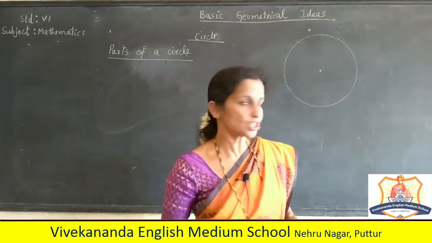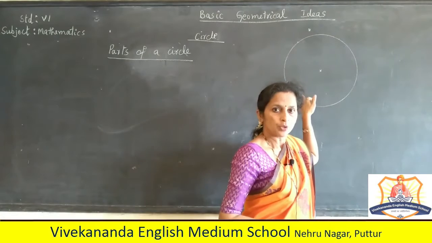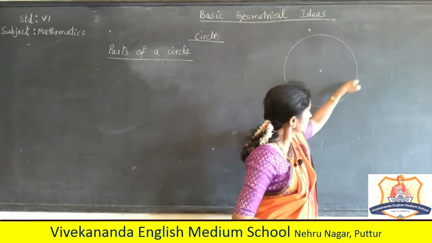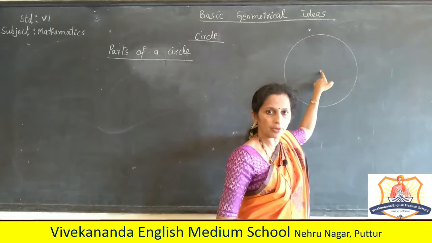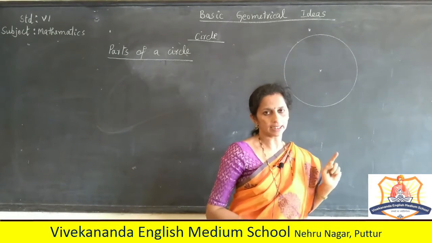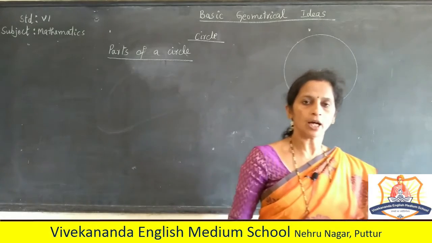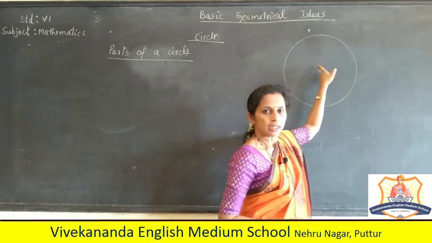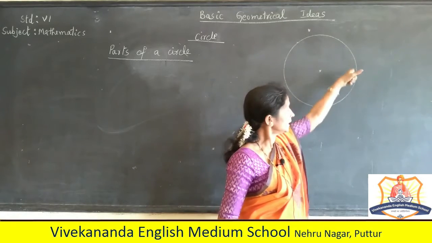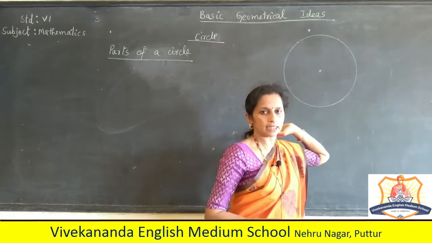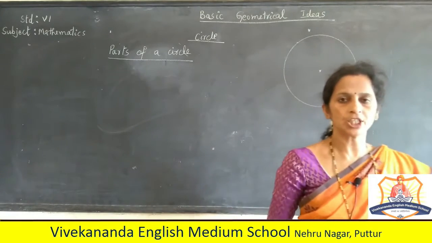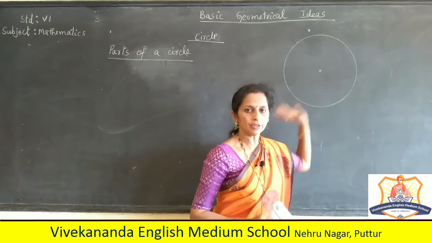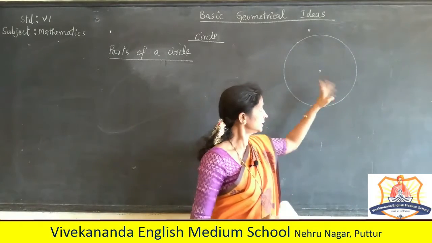So what is a circle? A circle is a collection of all points which are equidistant from a fixed point, or the path of a point moving such that it stays equidistant from a fixed point is known as a circle. So a circle is a collection of all points which are equidistant from a fixed point, and this is a circle.